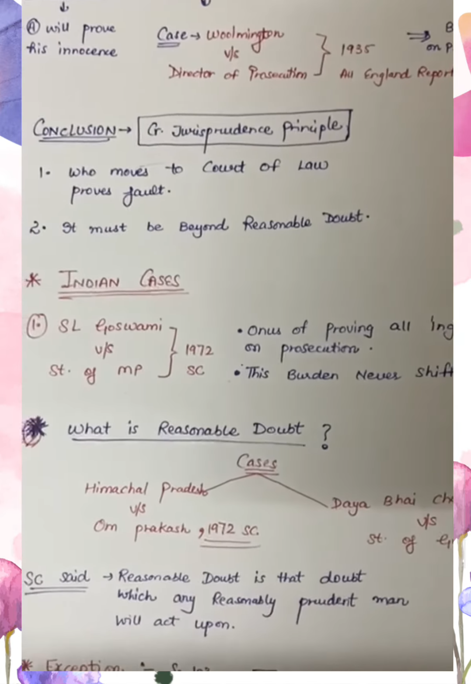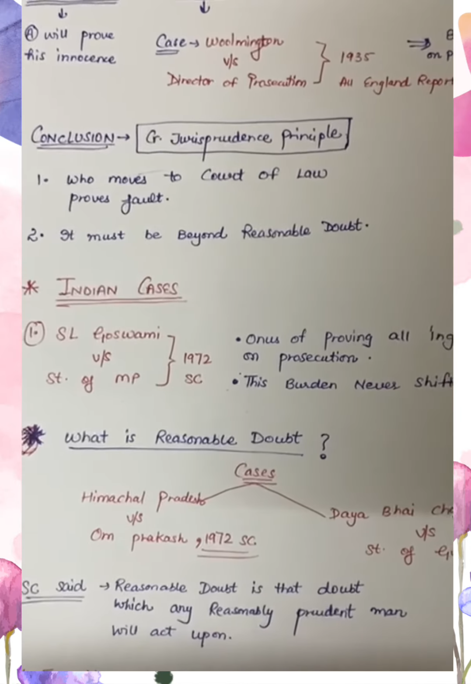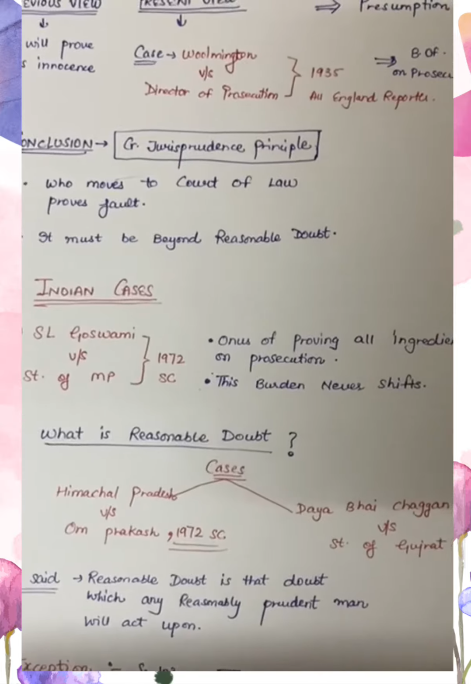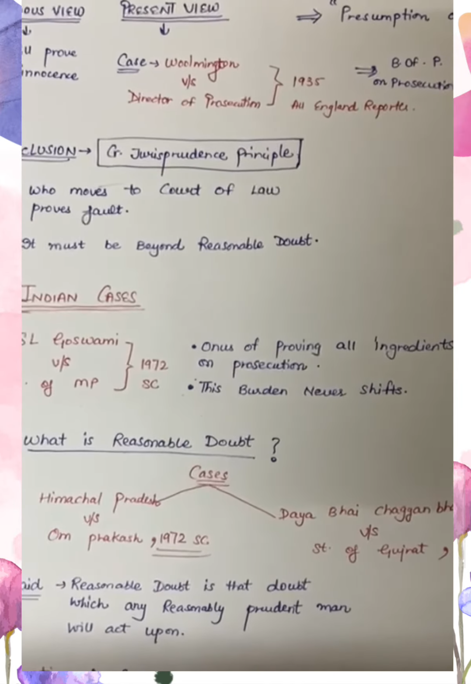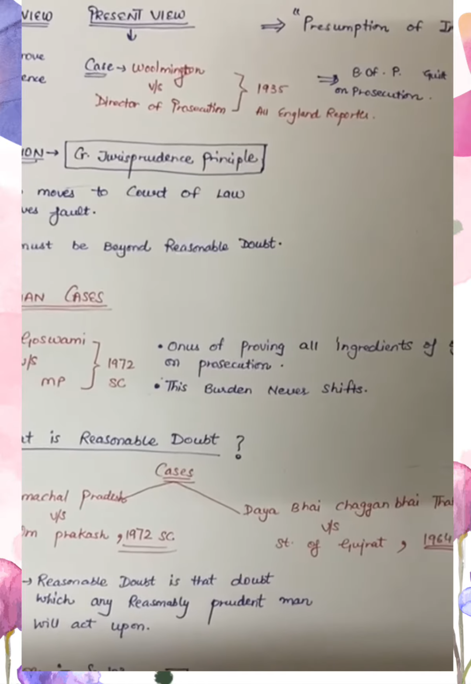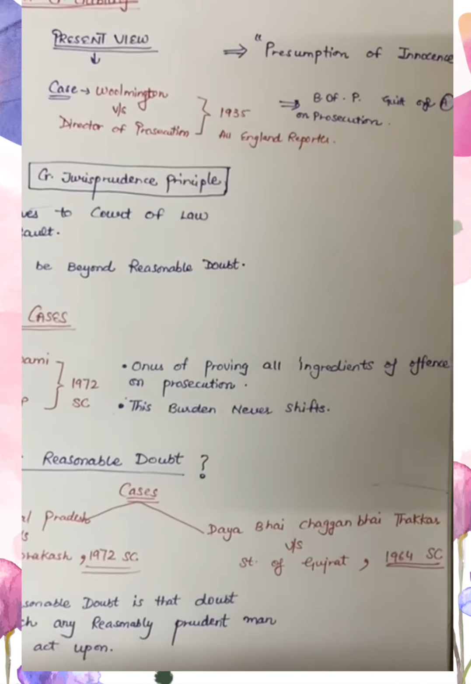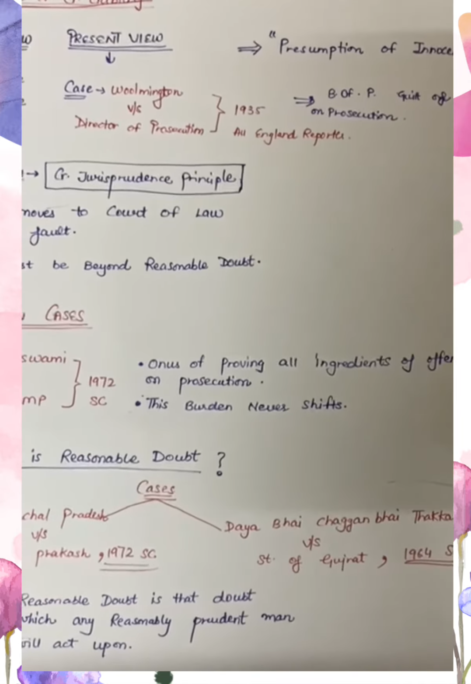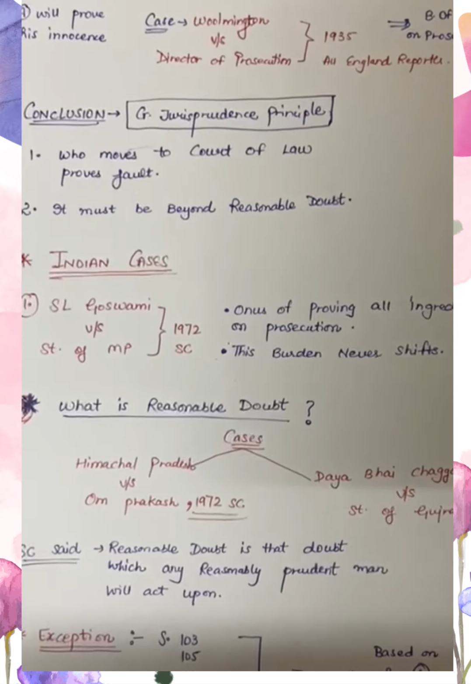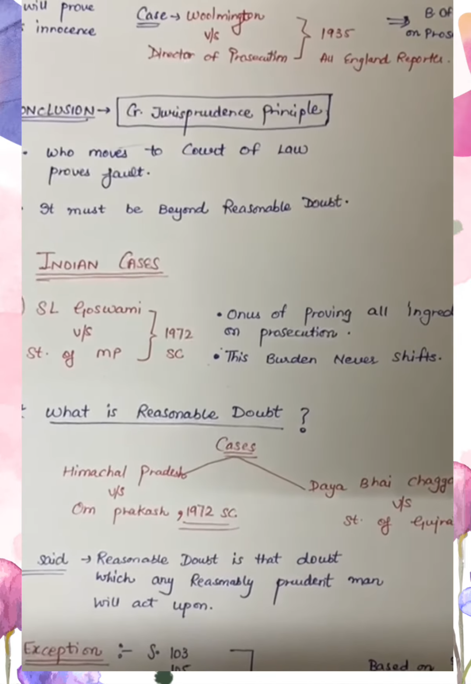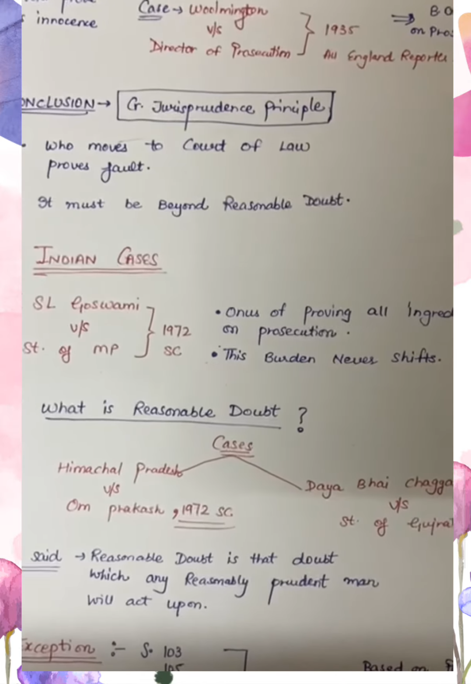Then, what is reasonable doubt? There are two famous cases on that. First, Himachal Pradesh versus Om Prakash, 1972. Then Daya Bhai Chaggan Bhai Thakkar versus State of Gujarat, 1964 Supreme Court. In both the cases, the Supreme Court said that reasonable doubt is that doubt which any reasonably prudent man will act upon.